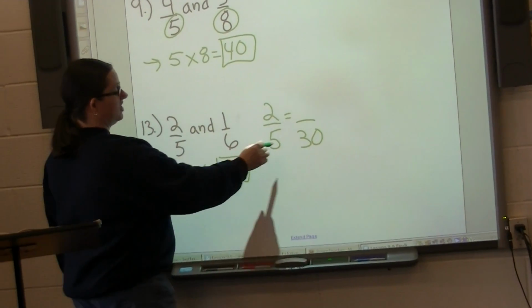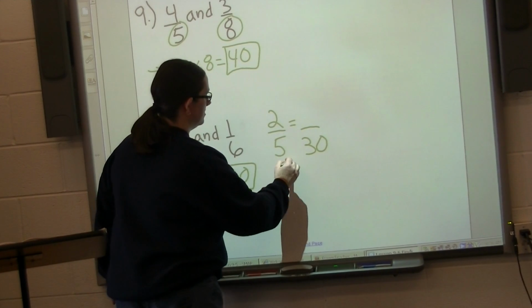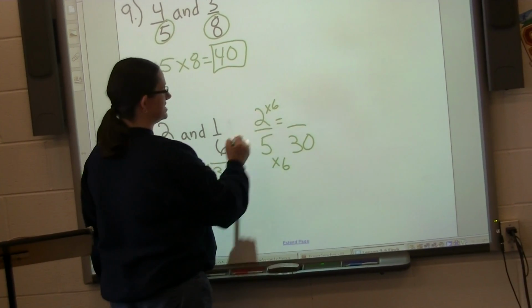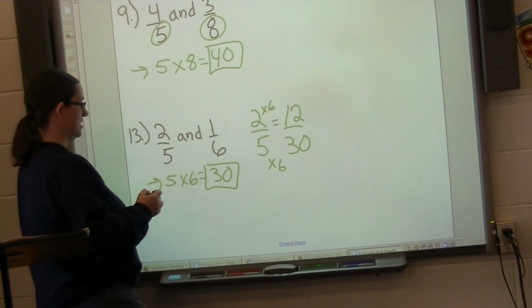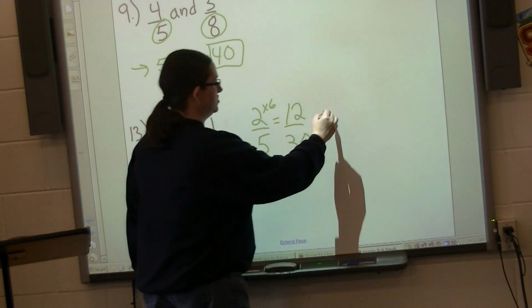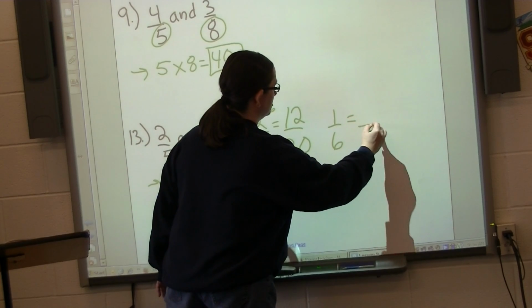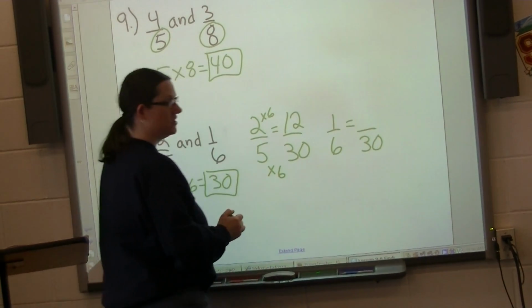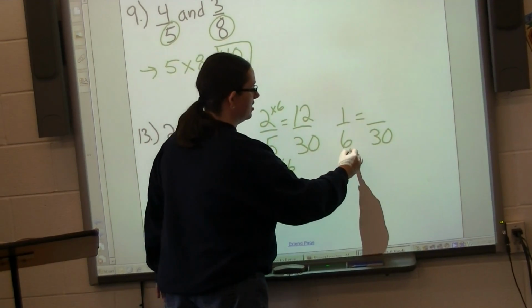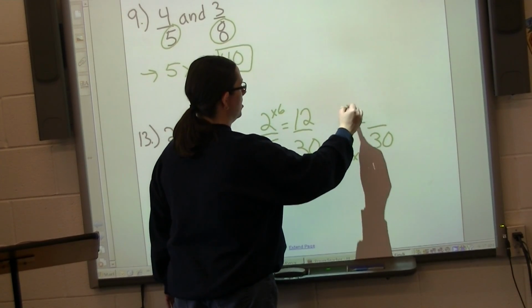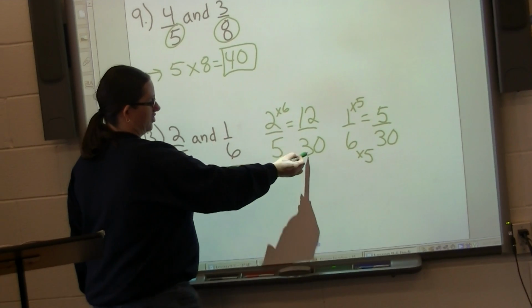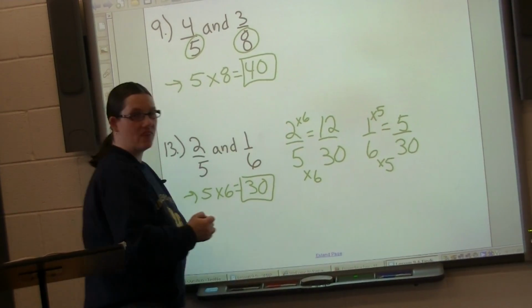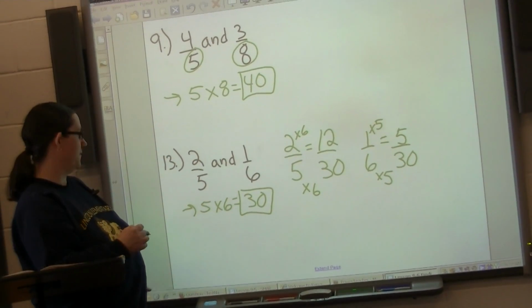Okay, so 5 times what gives us 30? 6. Good. 2 times 6 gives us what? 12. So we rename it to 12/30ths. Now what about 1/6? We need to do the same. 1/6, so we need to use the common denominator of 30. 6 times what gives us 30? Good. 5. And 1 times 5 gives us 5. So we rename them as 12/30ths and 5/30ths. So now they have the same denominator.